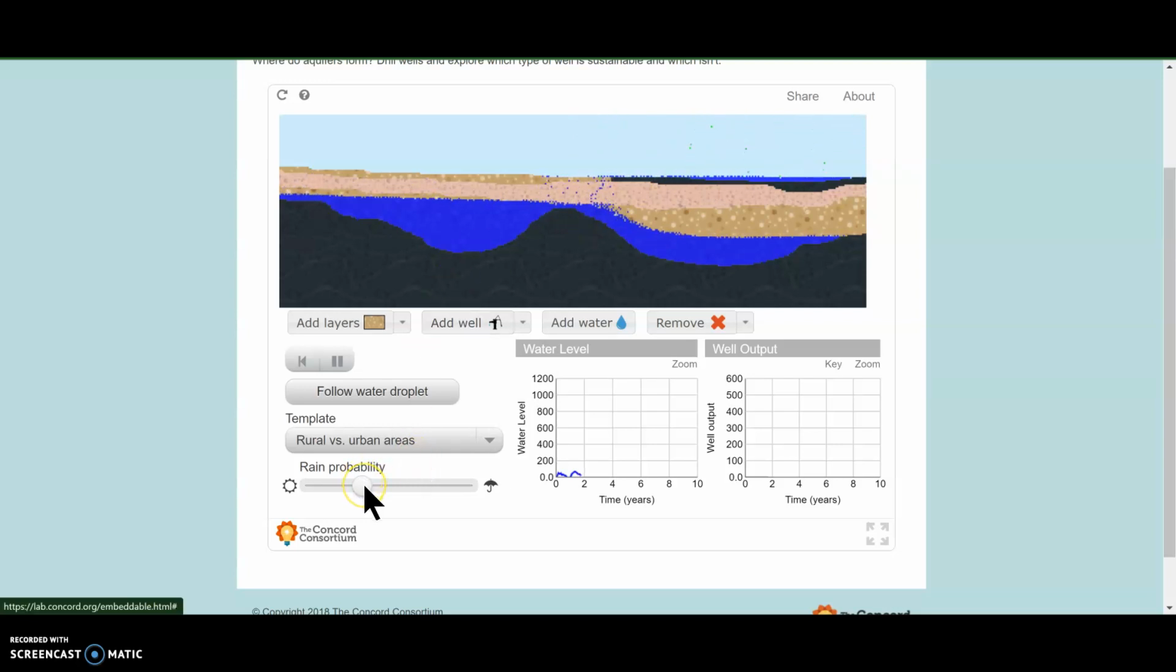And then as far as rain probability, we can change it to where there's less rain and higher sun, or we can change it to where you have more rain. But this is just to show you those visuals.